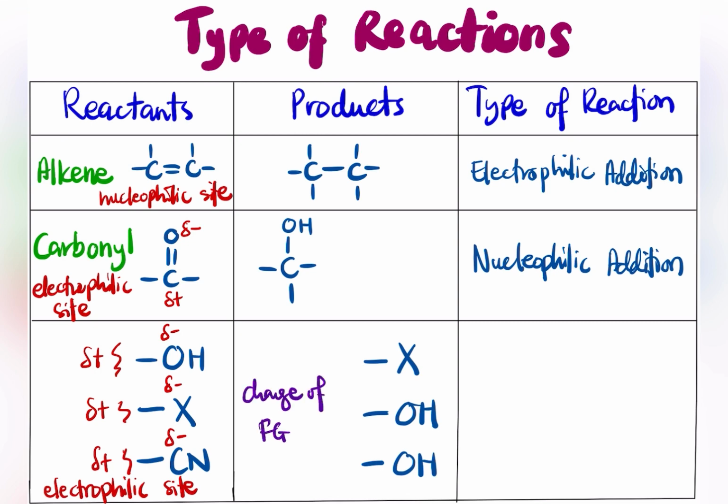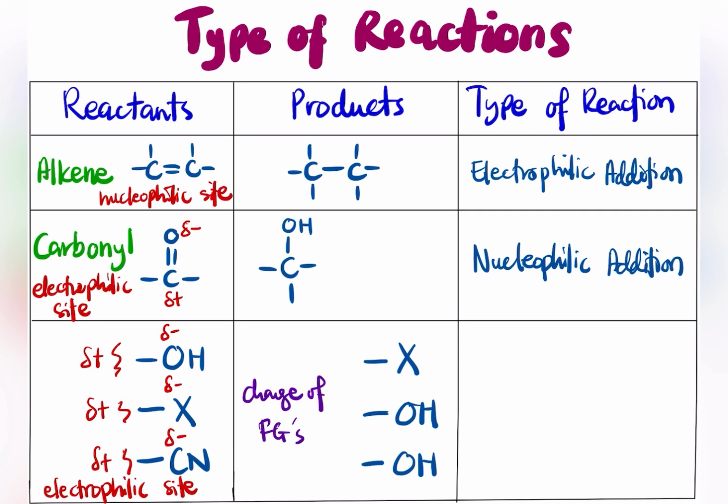Why did I say that? Because from the OH group, it changed to X, a halogen. From X, it changed to OH. And from CN, it changed to OH. So you can see there is a change of functional group. And from here, we can understand that this group is being replaced with another functional group.